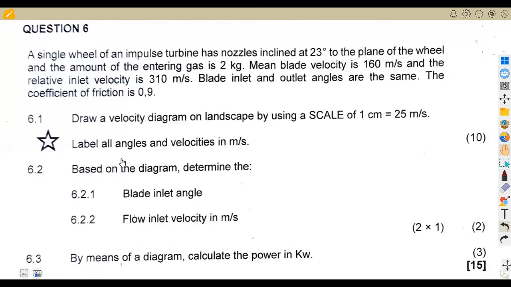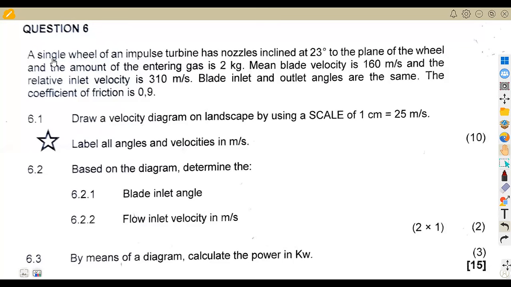Let's see the last question that we are given. So this is the velocity diagram concept. You're working with your turbines in this case. So let us just see the information and try to come up with a diagram that we are supposed to have. And that is 10 marks for that.